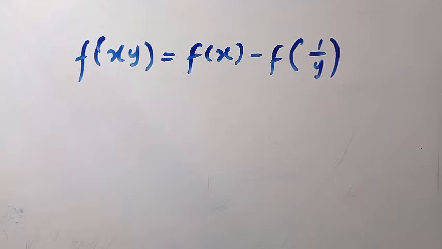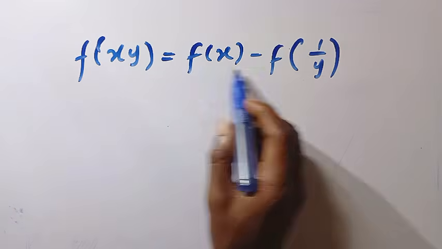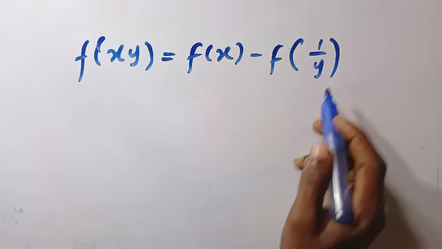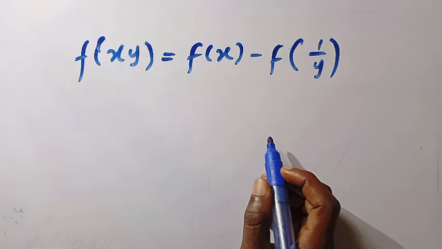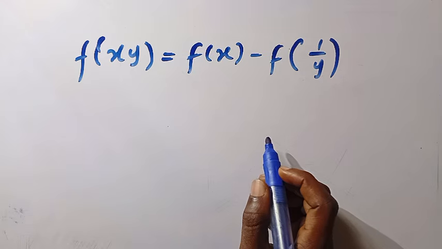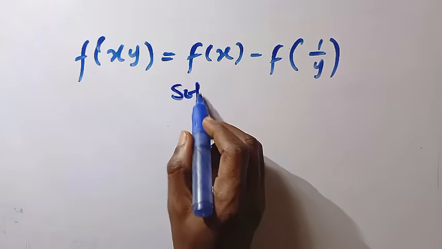How do you solve this problem? We are given f of xy equals f of x minus f of 1 divided by y, and we want to find f of x. You can pause this video and give it a try. I'll be solving this step by step. So let's consider the solution.